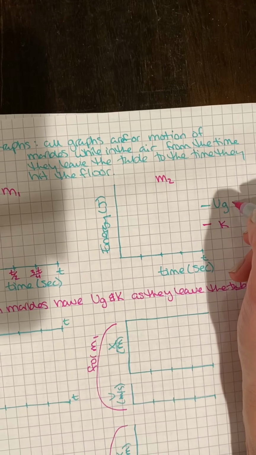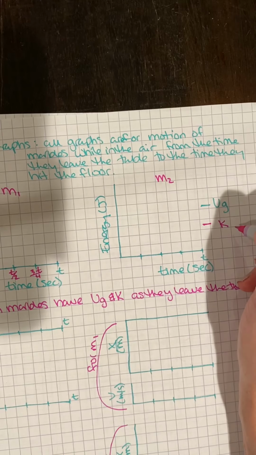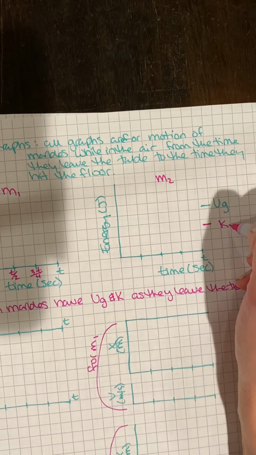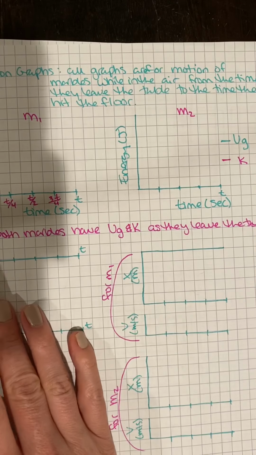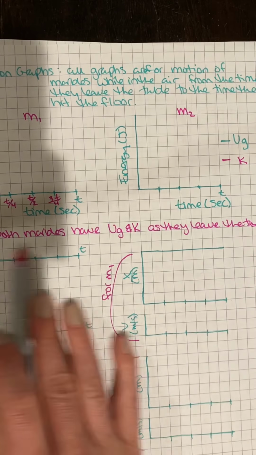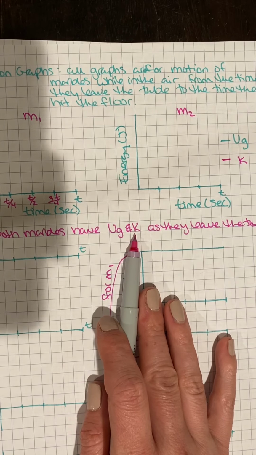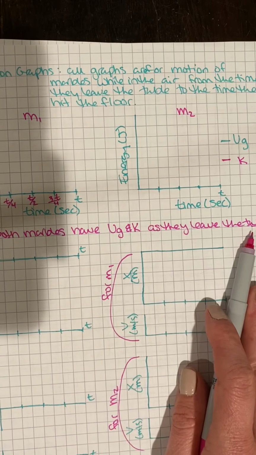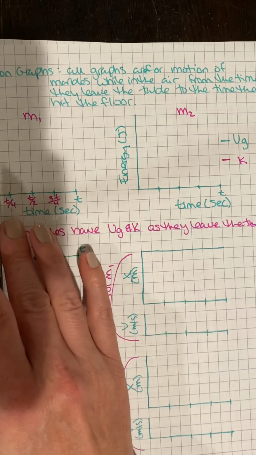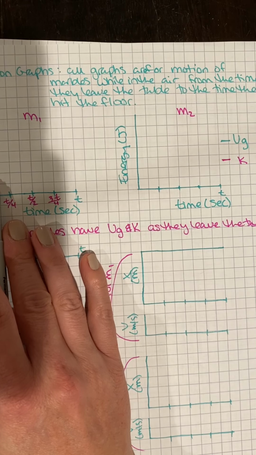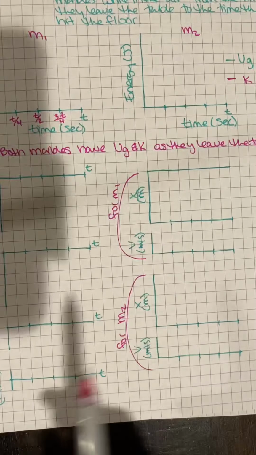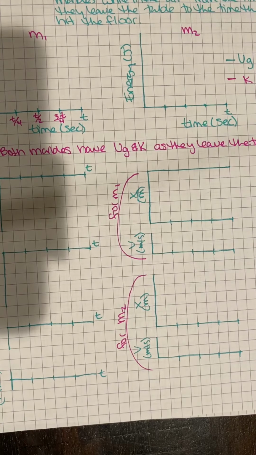Our gravitational potential energy will be one line, right? It's going to go down, and our kinetic energy is going to go up, right? Because our energy is conserved because we're neglecting air resistance. So both marbles will have gravitational potential energy and kinetic energy as they leave the table, and you need to identify how much of each they have, and I'll show you how to organize your data on the next page.